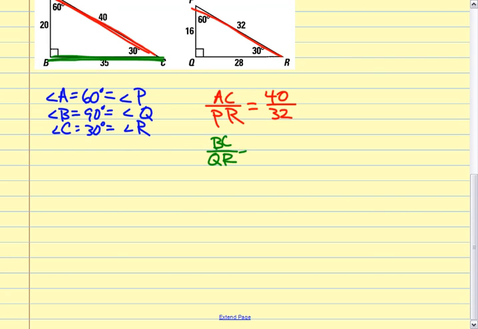And the next angle would be 30, well, not angle, sorry. Length. Would be 35 over 28. Beautiful. Perfect. Okay? Who wants to take the next pair?